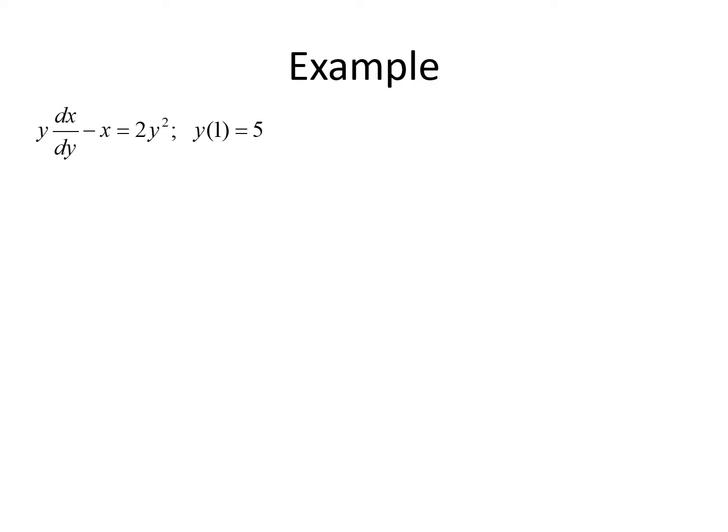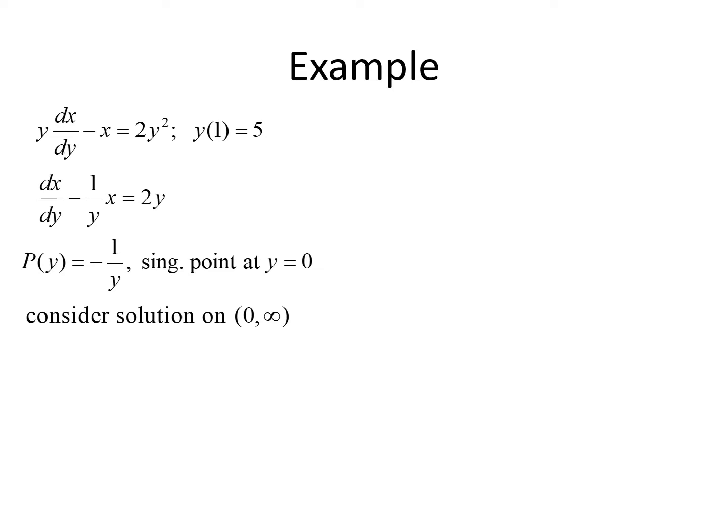The first step that we're going to take to solve this equation is we're going to put it in standard form. So we want that derivative to have a coefficient of 1. We'll divide everything by y. So dx/dy minus 1 over y times x equals 2y. Now that this is in standard form, we can identify the coefficient of our dependent variable. So p of y this time is going to be negative 1 over y. And note there'll be a singular point at y equals 0. All right, so since p of y is negative 1 over y, we'll consider our solution on 0 to infinity to account for that singular point.